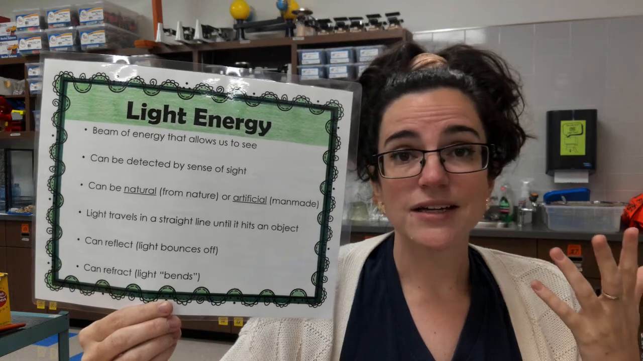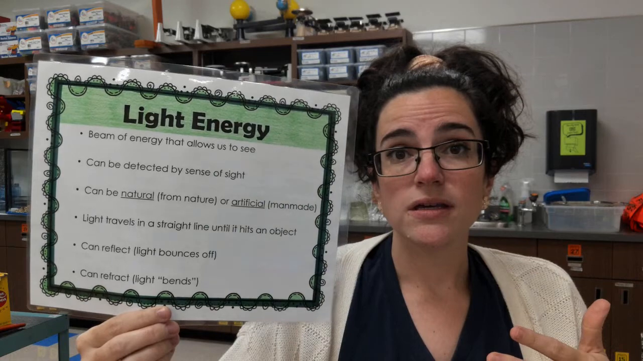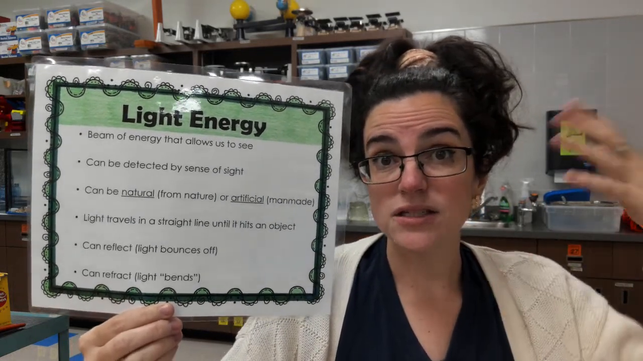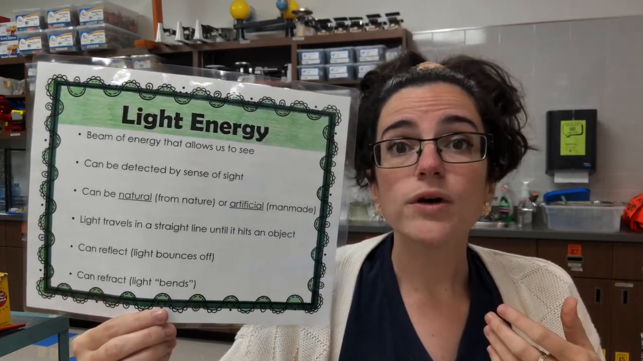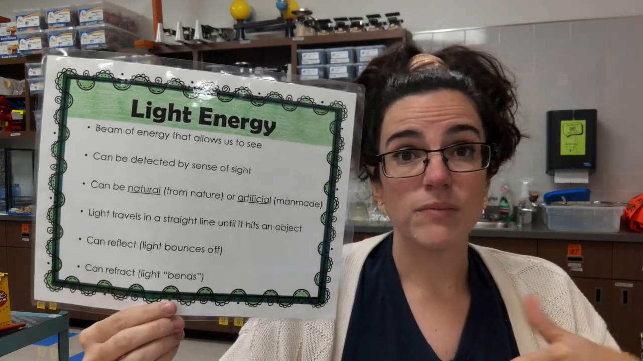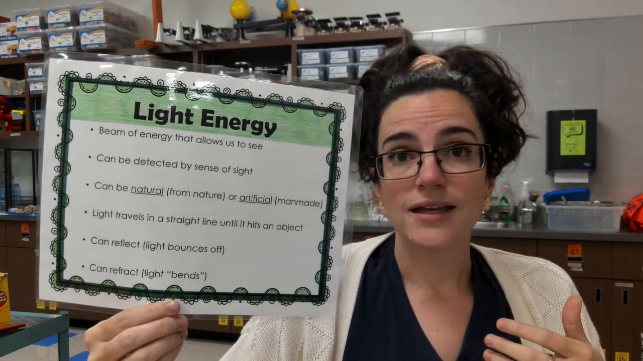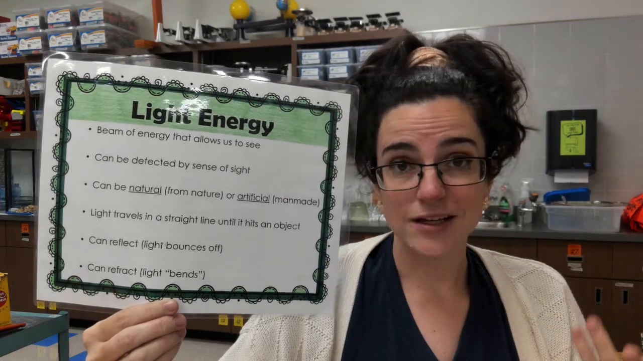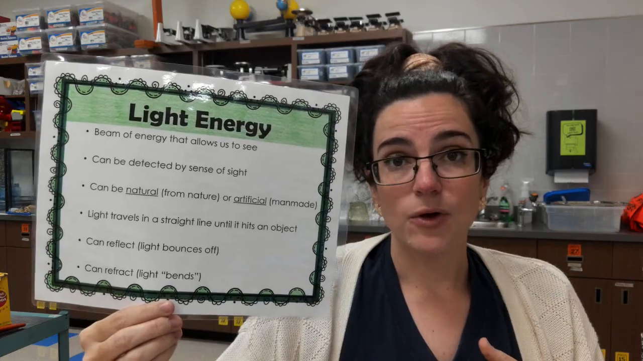And light can also be found in different types of ways. It can be seen from natural things like the sun, the stars, a firefly, or it can be seen from things that are man-made or artificial, made by humans or some sort of machine, like a candle that needs a wax and a wick, or a flashlight that needs batteries and a light bulb.